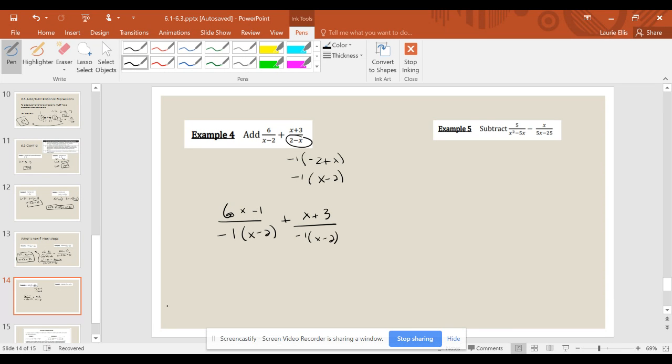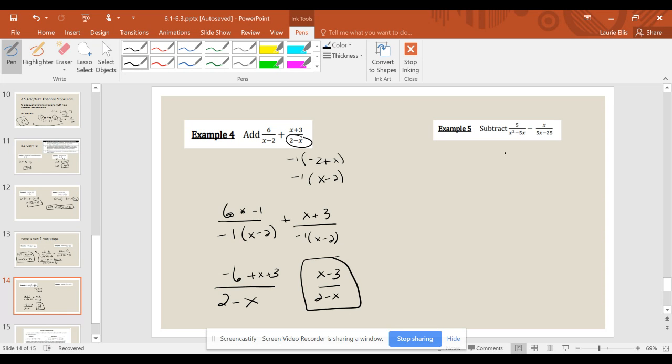Could we write the whole thing as 2 minus x? Yes, we could, because it's the same thing. So my numerator, that is confusing, that looks like it's multiplication, is a negative 6 plus x plus 3. So my final answer is x minus 3 over 2 minus x. That's my final answer. Okay, on to example 5.